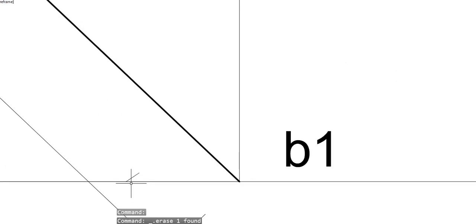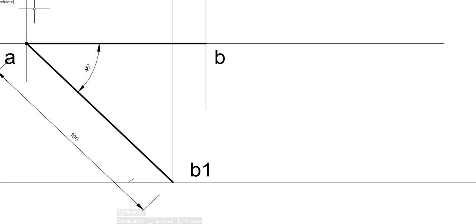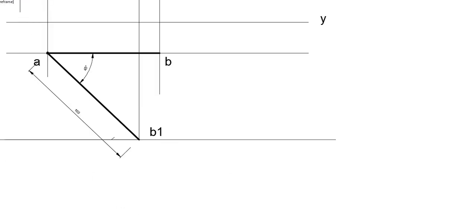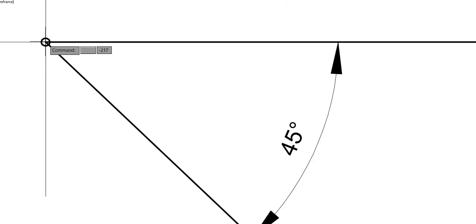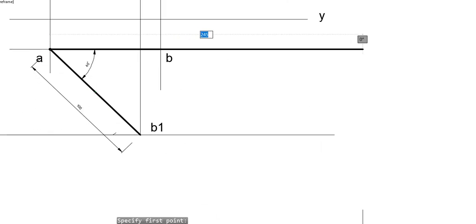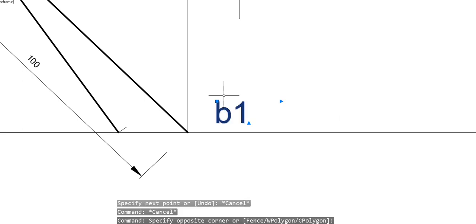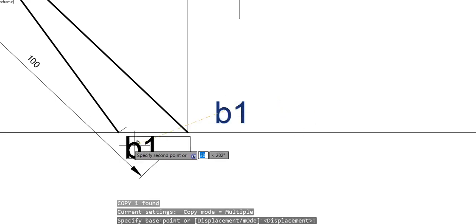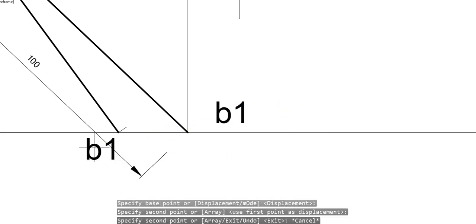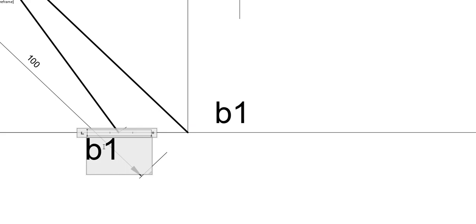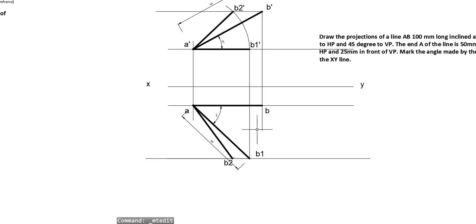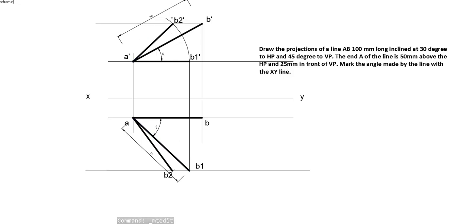So we have this point here, the intersection point from that arc. Now all you have to do is join it using a thick line, and this will be the top view of the point B2. So these two lines, A dash B2 dash and A B2, this is the front view of the line AB, and this is the top view of the line AB.